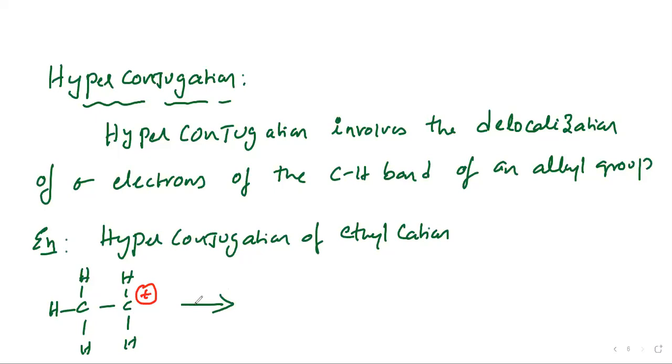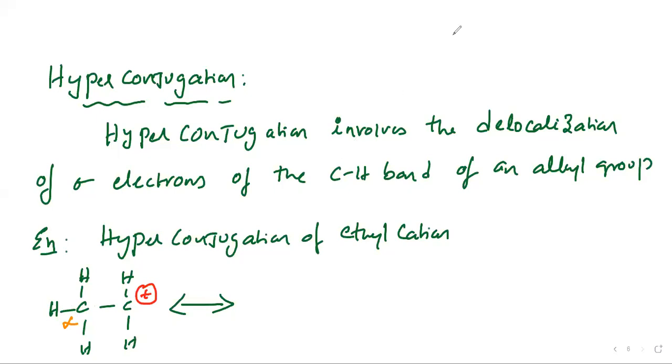What are you going to get here? This carbon has a positive charge, students. So which carbon is this? This we are calling the alpha carbon. The carbon which is attached beside the carbon with positive charge, that we call the alpha carbon. Understood?